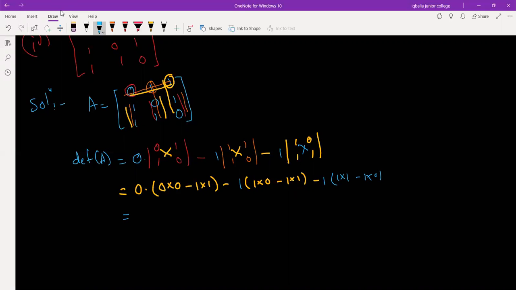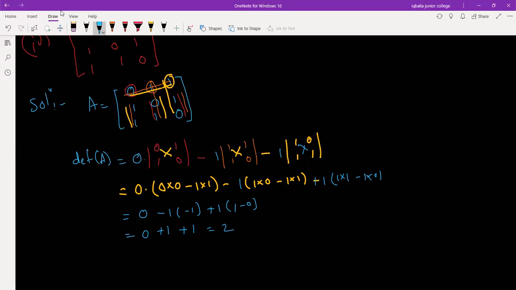Okay. Now just simplify this. 0 multiplied with anything will be 0, then minus 1 into 0. So here minus 1 is there and minus 1 will be here, and here 1 into 1 will be 1, minus 1 into 0 will be 0. So here 0 minus 1 will be plus 1, sorry, this will be positive, this will be positive. So plus 1 plus 1, this will be plus 2.